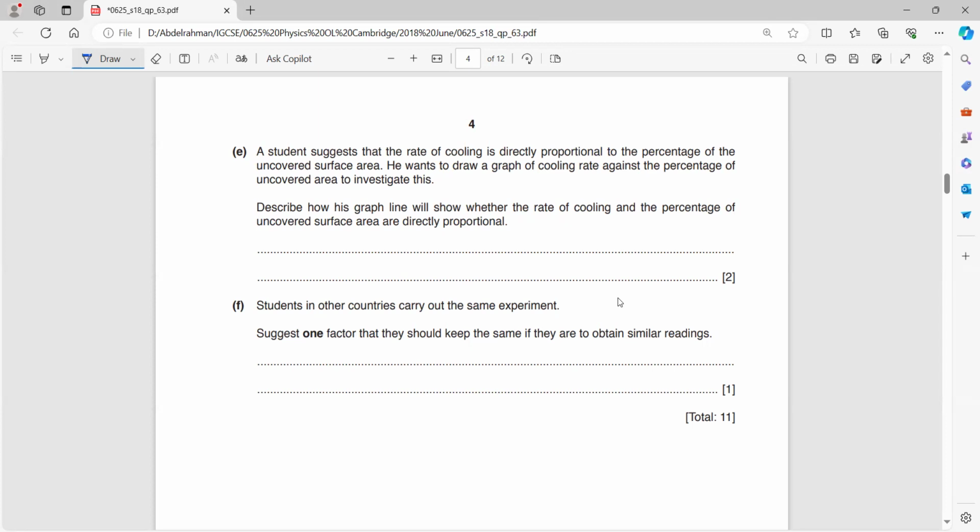They are that the graph must be a straight line and passing through the origin, 0, 0. Okay, these are the two main properties of any directly proportional graph. It has to be a straight line and it has to be passing through the origin.